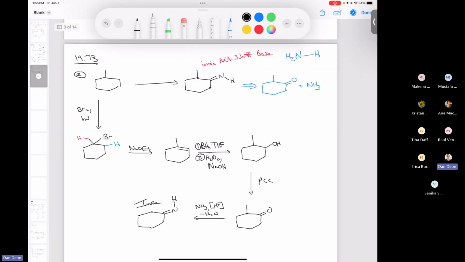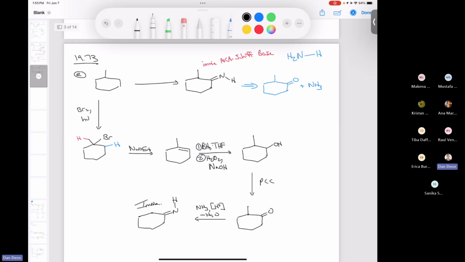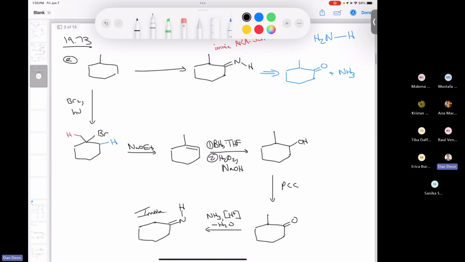So let's see if I can squeeze that all on the page. Okay, so first step is bromination, elimination with an unhindered base to give us the Zaitsev product, and then after that we treat it with borane to do the anti-Markovnikov addition, PCC, and then we form the imine. All right, there you go.